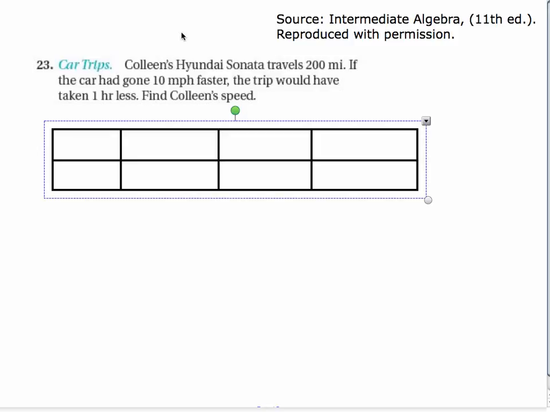In this question, we are asked to find Colleen's speed the first time that she travels in her Hyundai Sonata. Quite like those cars. Anyway, probably the best way to do this: I've got a distance, I've got a speed, and it looks like I've got some time.